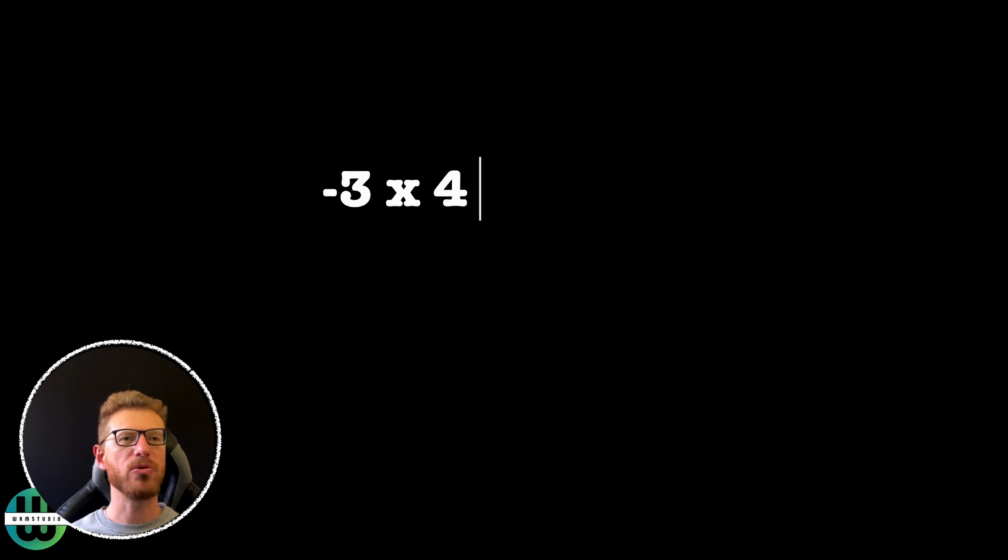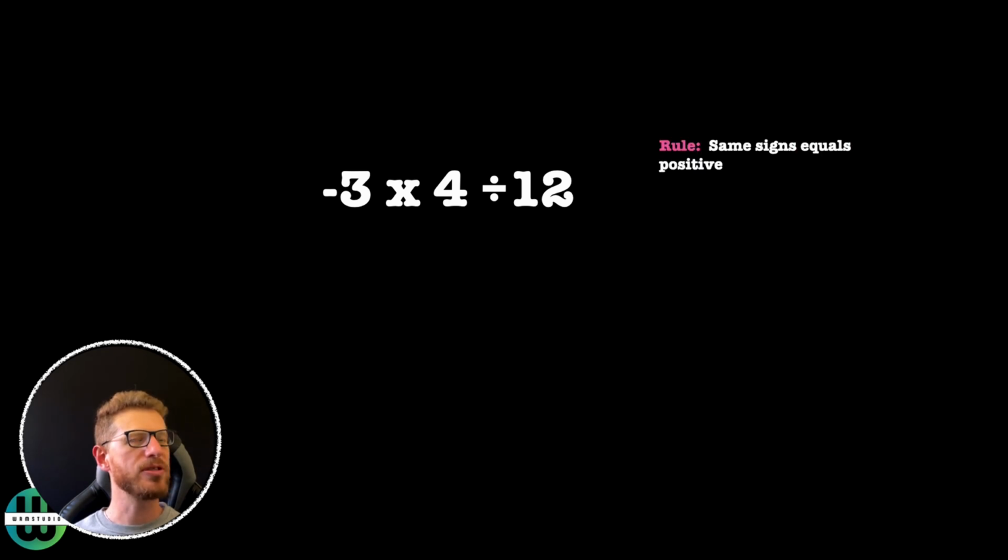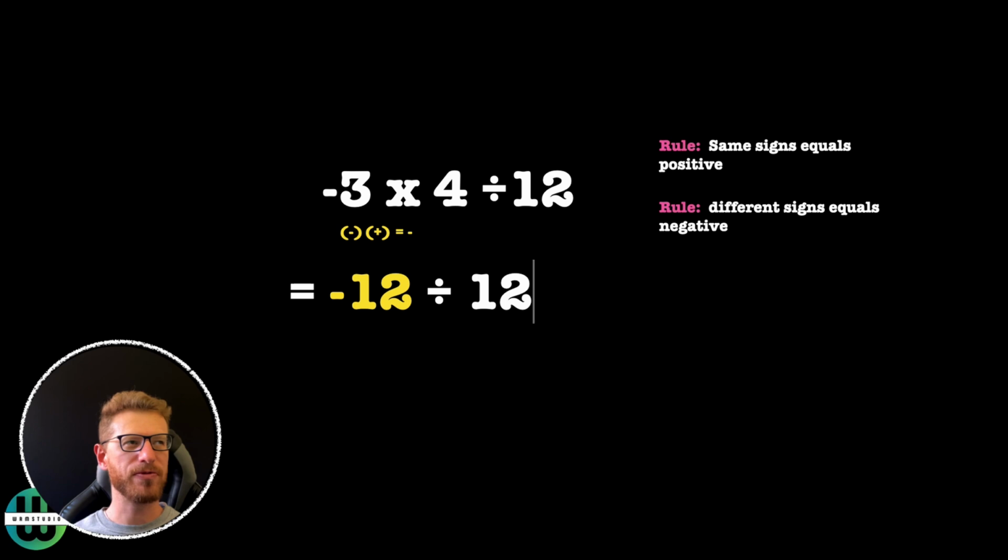Let's look at something a little bit more complex. I've got negative 3 times 4 divided by 12. Right, thinking of my rules, same signs, positive, different signs, negative. I'm now going to say negative times a positive. The negative 3 times 4 is going to give me a negative number. That's going to give me negative 12. And then I have divide by 12. Now I have again a negative and a positive number. And that's going to give me negative again. So my final answer would be negative 1.